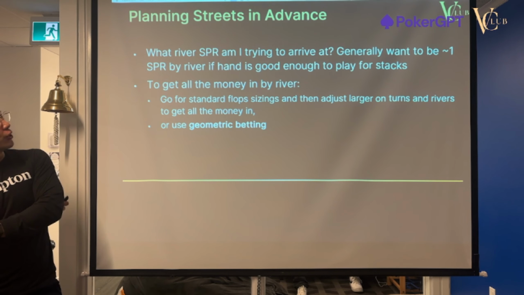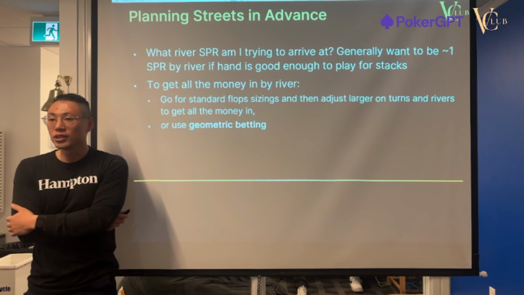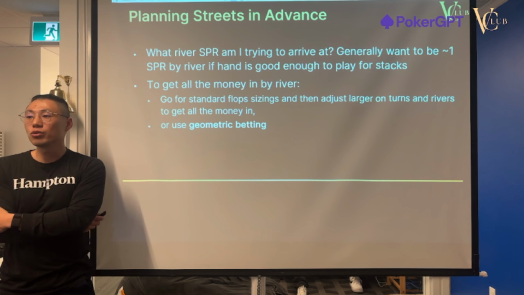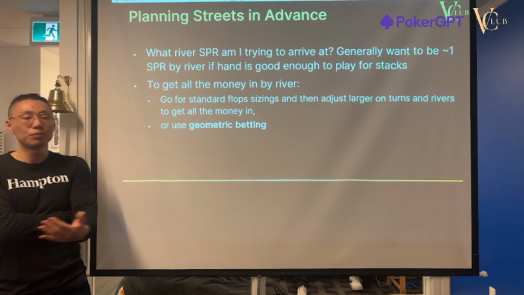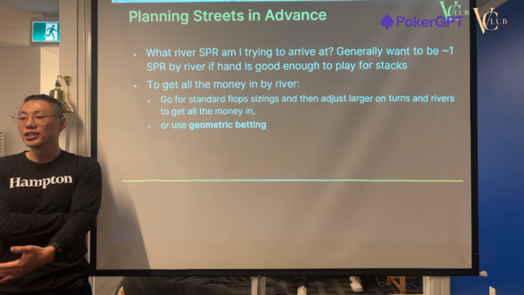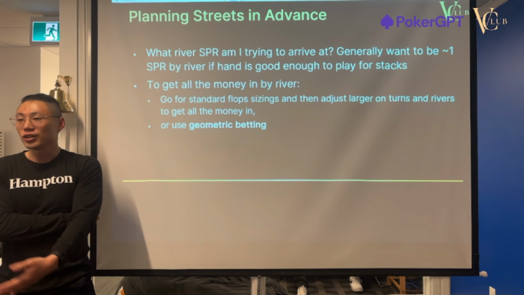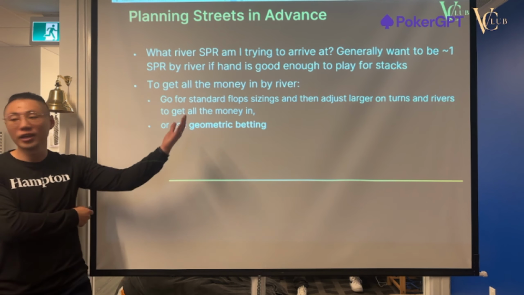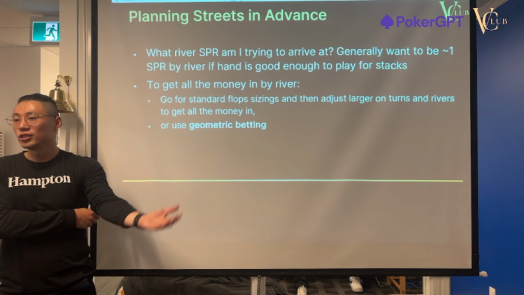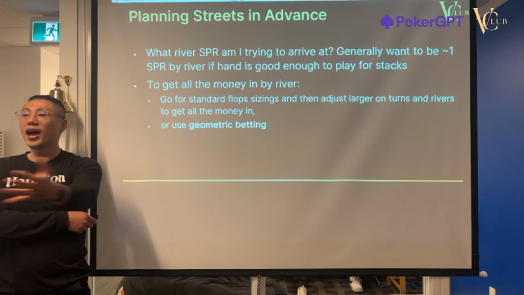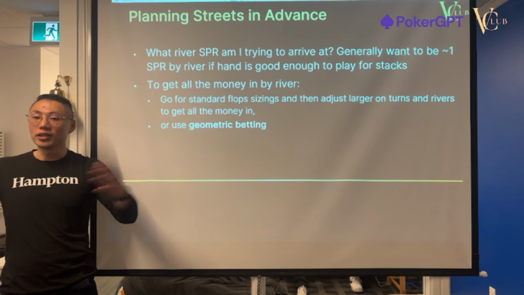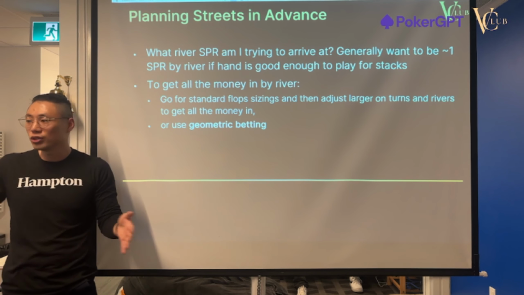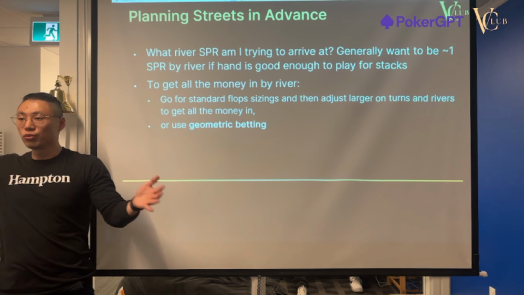Cool. So when we are planning streets in advance, the general idea when we have a good hand is you want to set up so that you can shove on the river and it's not going to be insanely high. So a general concept is you just want to get to an SPR of about 1 on the river. So there's $300 in the pot, we have around $300 behind. And within some margin of error, right? You could have as low as 200, or as much as 350, 400.